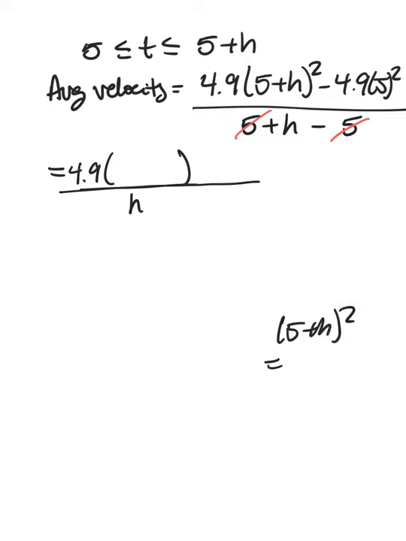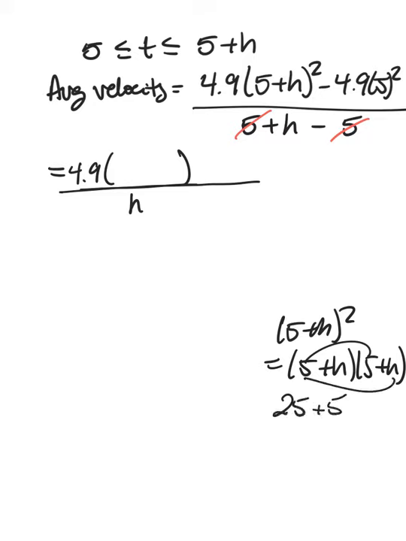5 plus h squared is 5 plus h times 5 plus h. You have to FOIL that, or do a sneaky square, or whatever else it is that you learned how to do back in Algebra 1 or Algebra 2. I'm going to do FOIL. So 5 times 5 is 25. That's the first. Outside will be 5h. Inside will also be 5h. Last will be h squared. Combine my terms, that's 10h. So back in my parentheses, I get 25 plus 10h plus h squared.